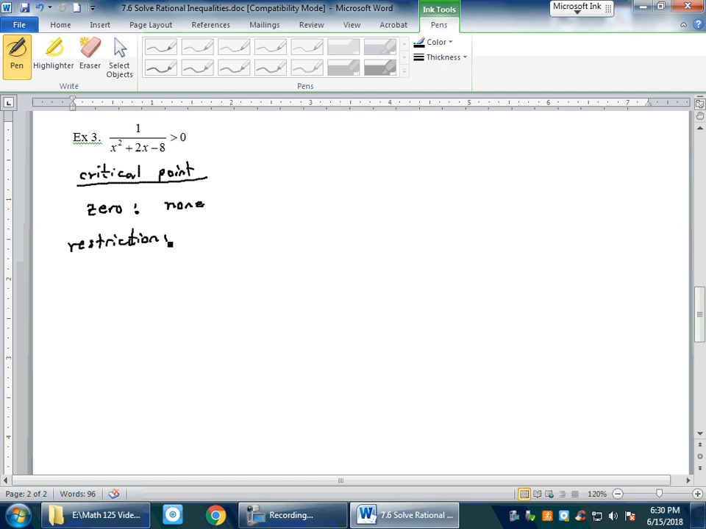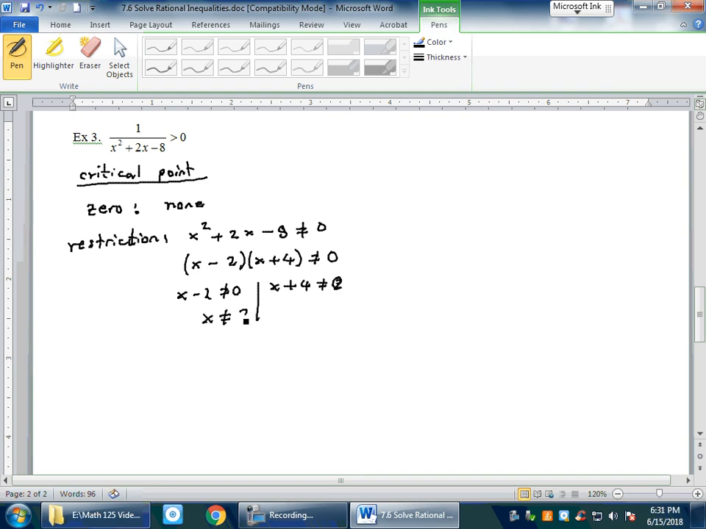The restriction is associating with the denominator, so it will be 2x squared plus 2x minus 8, and we know that cannot be equal to 0. So factoring out, that will be x minus 2 and then x plus 4. So we have x minus 2 cannot be equal to 0, x plus 4 cannot be equal to 0. So therefore x cannot be 2 and x cannot be equal to negative 4. So we have 2 restrictions.